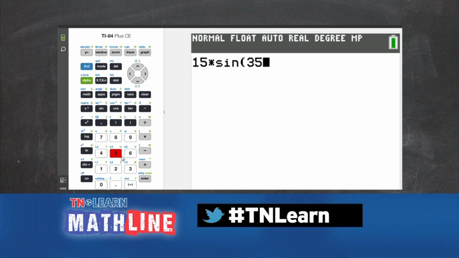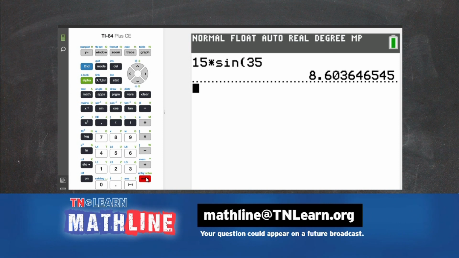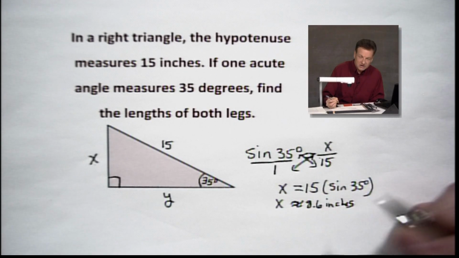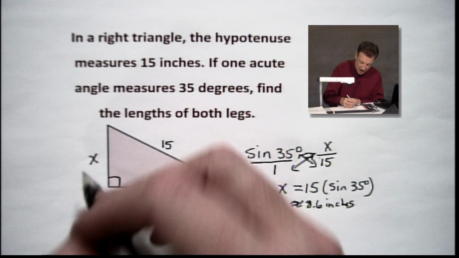And let's see where it goes. I'm getting about 8. Basically it's an approximation. We're going to take it to the nearest tenth, all right? I'm going to say approximately it's going to be 8.6, and these are inches we're talking about, so there you go. So there's our first one right there.